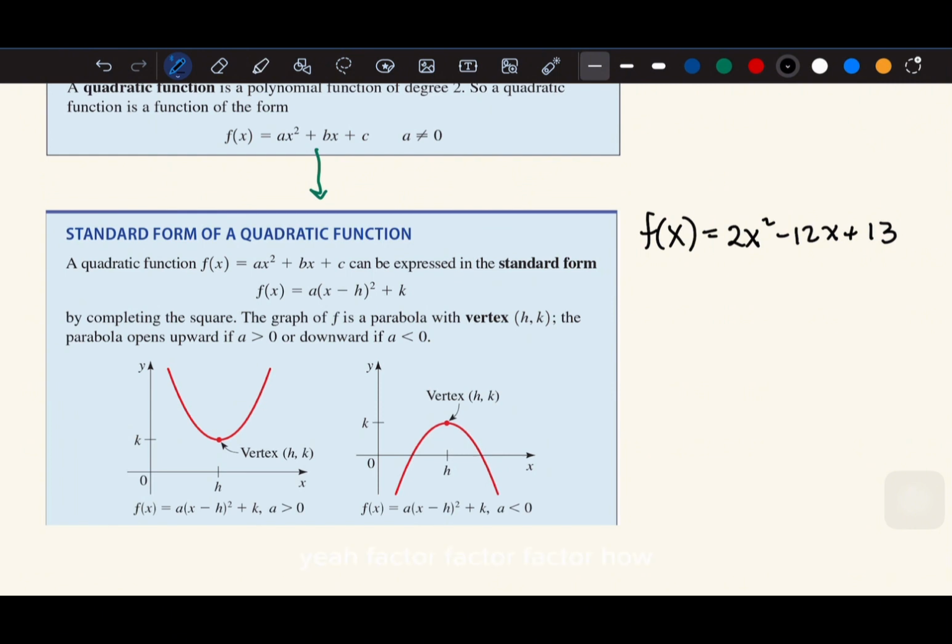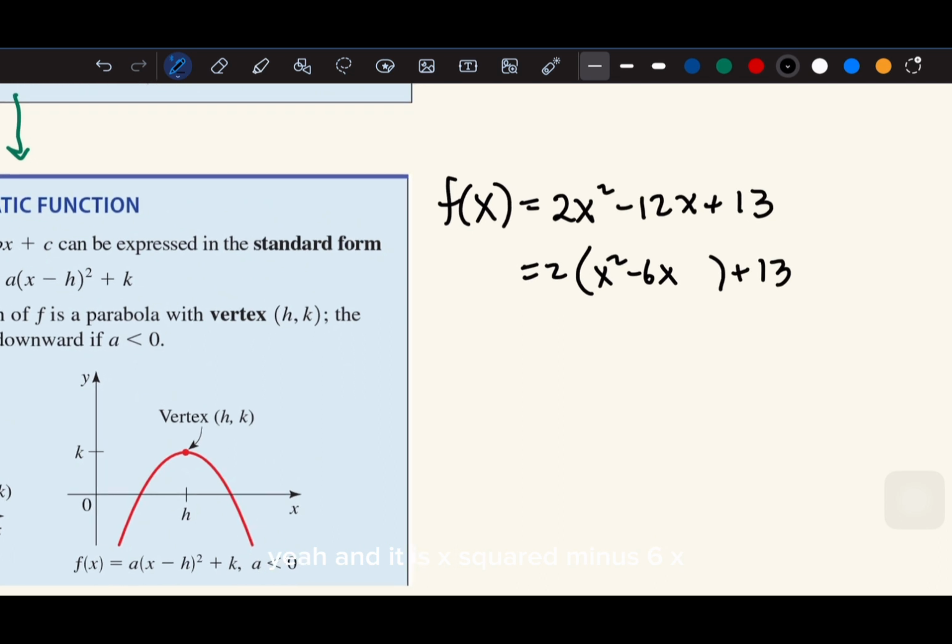Yeah, factor out. So first, maybe we factor 2 first, and it becomes x squared minus 6x, and then plus 13. Yeah, and then this x squared minus 6x, we can complete by making it a square, right? So 6 divided by 2 and then squared. So 3 squared is 9. So we need to plus 9. Okay. We need to plus 9.